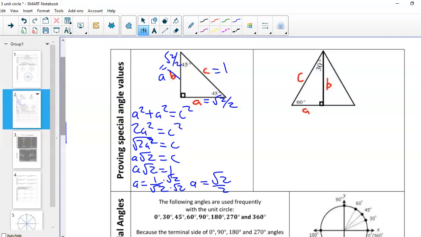So if I needed to find the sine of 45, what would that be? It'd be the square root of 2 over 2 over 1, which is just the square root of 2 over 2. What about the cosine of 45? It'd be the same thing, the square root of 2 over 2. What about the tangent of 45? 1. Because you have the square root of 2 over 2 over the square root of 2 over 2, which is the same thing, so it would just be 1.